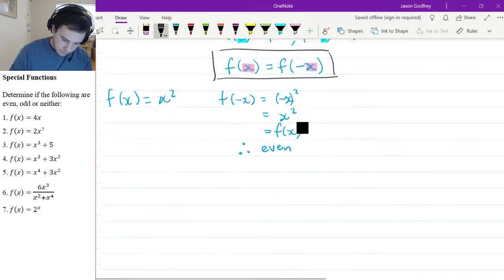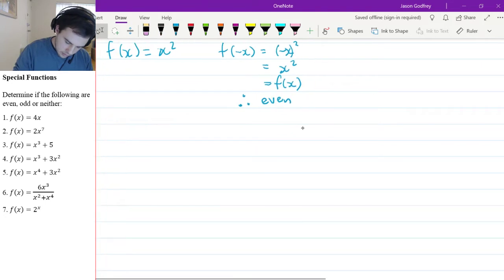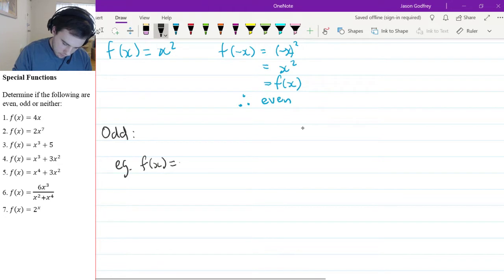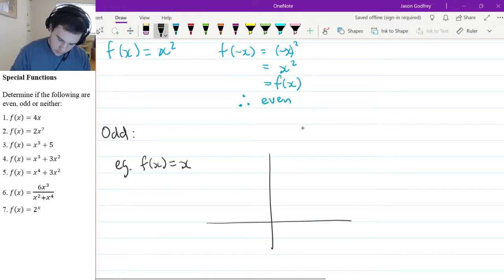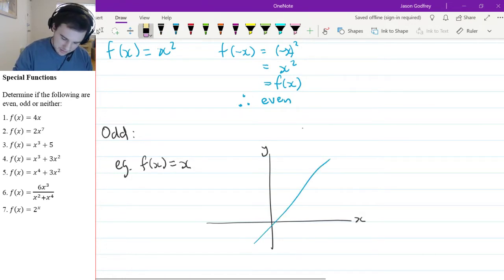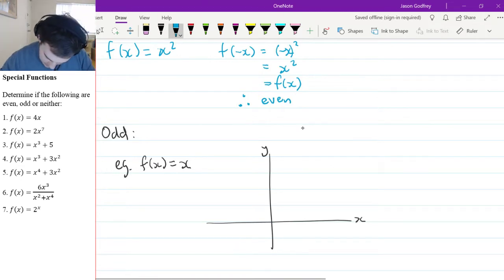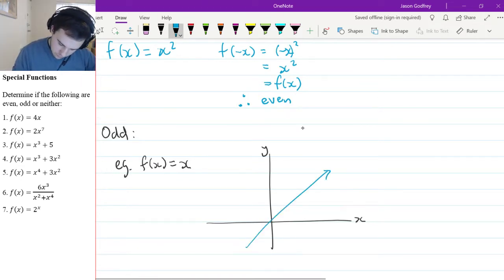Alright, the other type of symmetrical function is called an odd function. To do this we're going to look at the graph of f of x equals x. So this is just the graph y equals x. Pretend it goes through the origin. Right, this is the line y equals x.